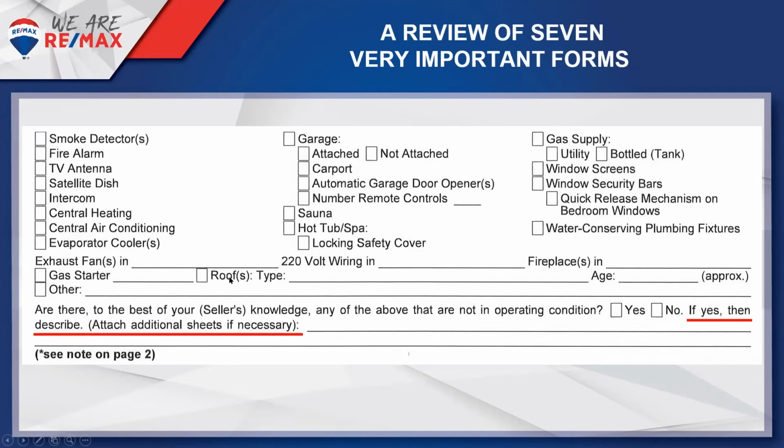And again, listing agent should make sure that the seller, when he checks a bunch of stuff up here, and if he checks yes, there's a problem with one of my items, then make sure he's also provided an explanation. A buyer's agent should look at that explanation, and if it's not there, seek it out. Please explain what is the problem with the garage door opener.